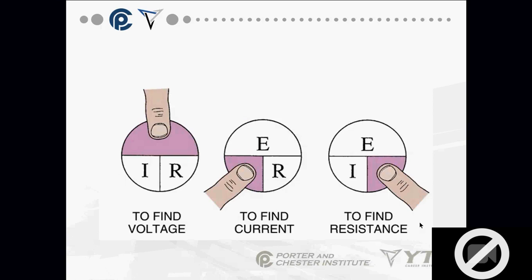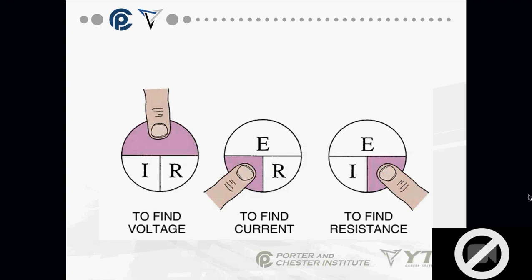So, to find voltage, when you draw this pie chart like I was telling you about, put a finger over the E. The two letters next to each other means multiplication. To find current, put your finger over the I. When you have letters above each other, you divide. To find resistance, put your finger over the R, and again, letters over each other is division.